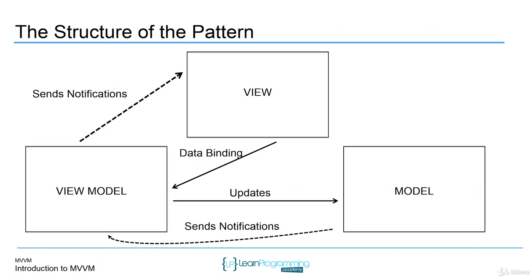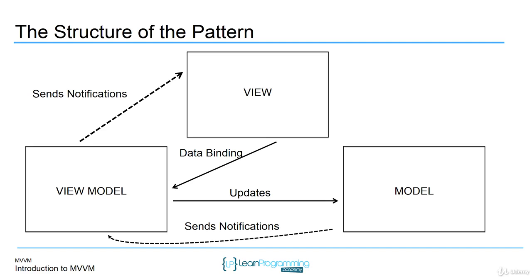Now, this is the basic structure of the pattern. We're going to have the view, the view model, and the model. The view model and the view are going to be in constant interactions, sending notifications of changes from the view model to the view, and the view is going to communicate with the view model through data binding. The way the view model and the model communicate is that the model is the one that is going to be sending the notifications to the view model, and the view model is going to send updates to the model.